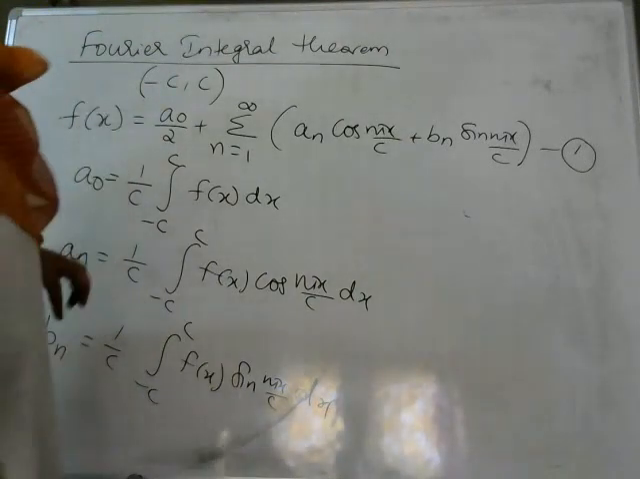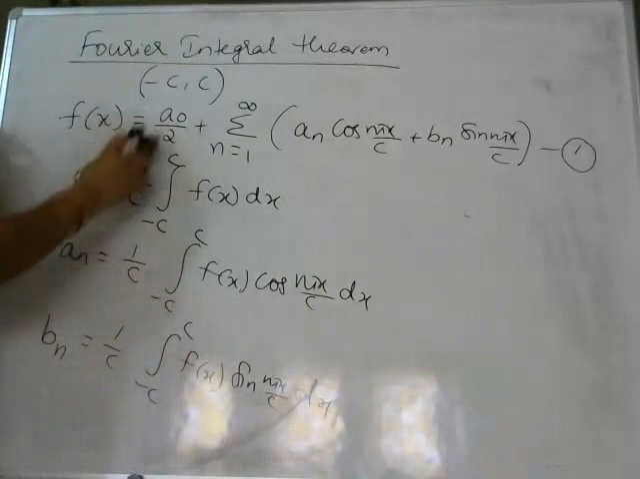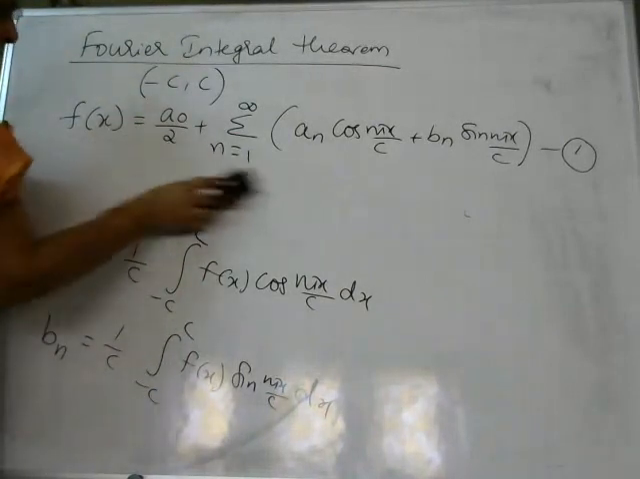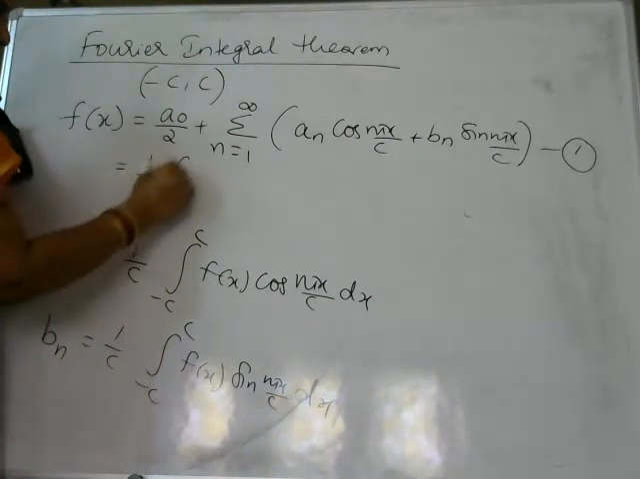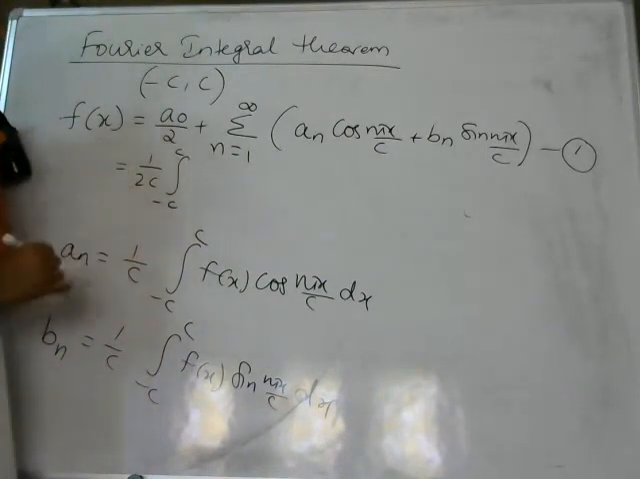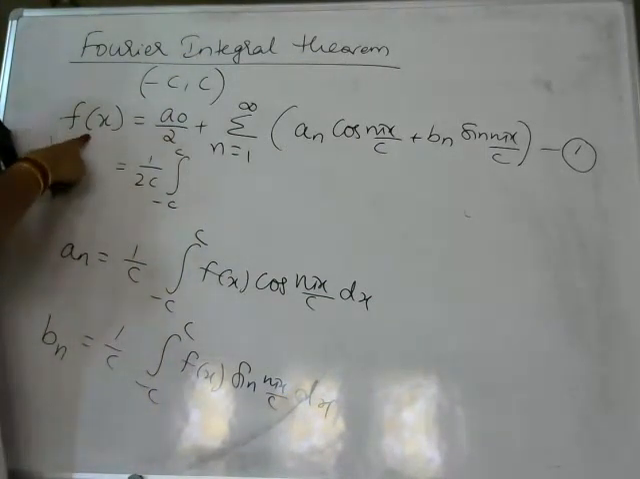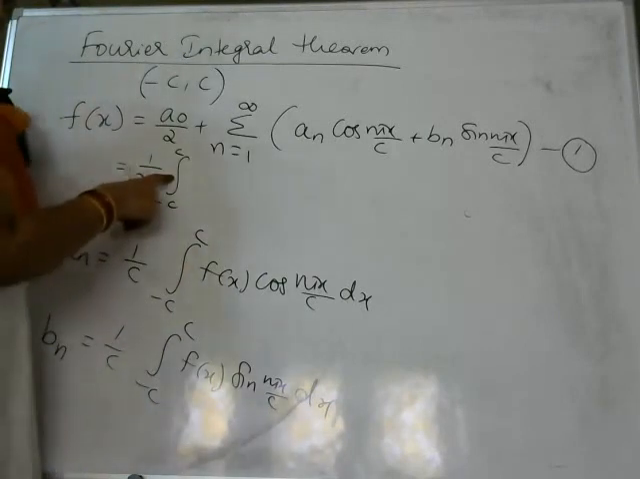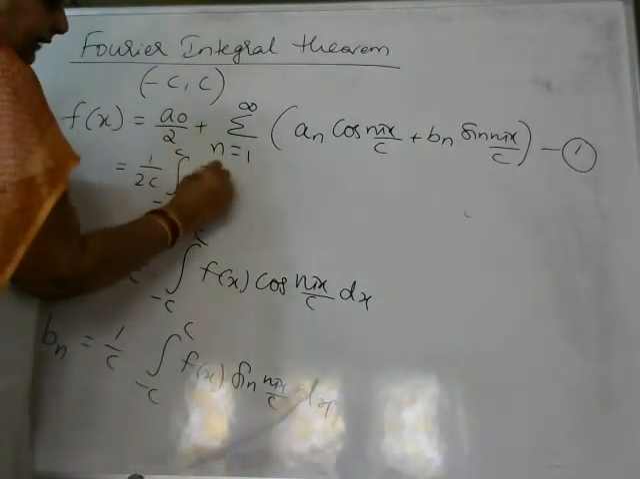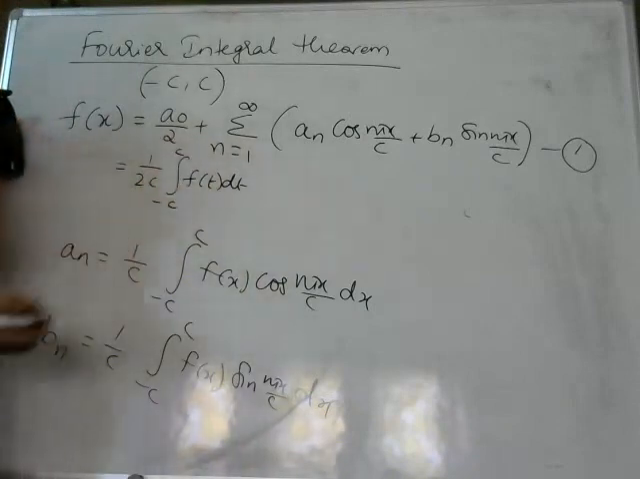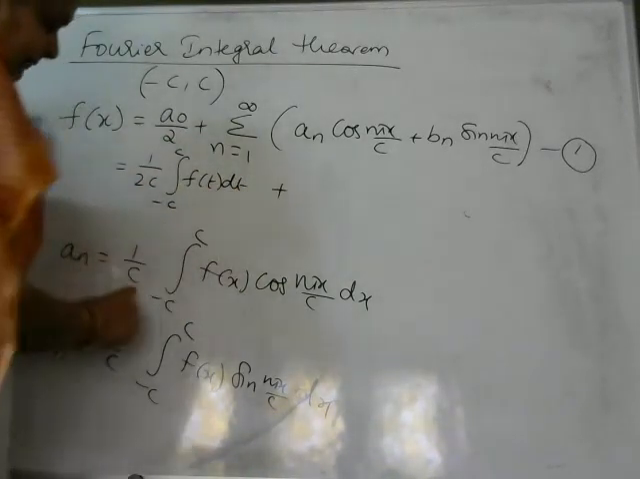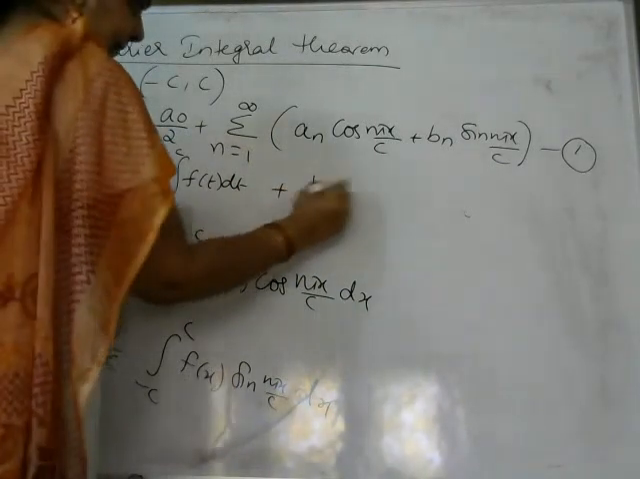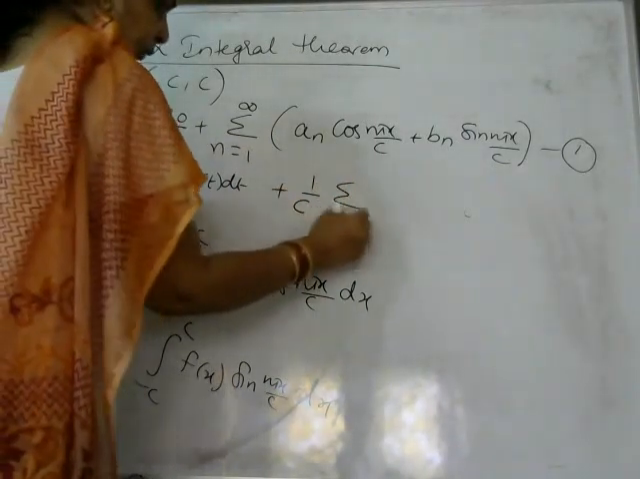So if you substitute, what we get: a0 is 1 by 2, so the value is 1 by 2c integral minus c to c. Since we have an f of x here, we have an integral over here. I will write with another variable, f of t dt, because the value is the same whatever may be the variable over there. Plus 1 by c is constant. I will write like this: sigma n is equal to 1 to infinity.